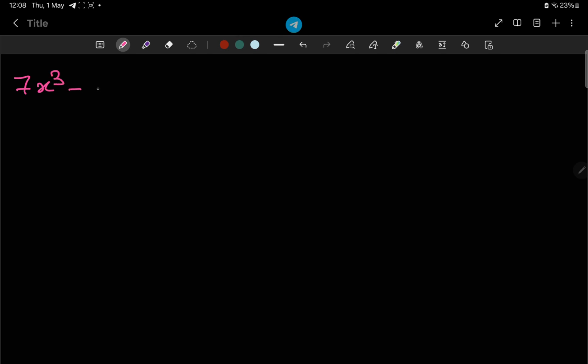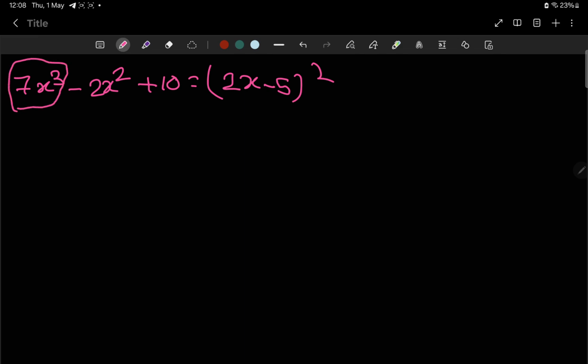7x cube minus 2x square plus 10 is equal to (2x minus 5) whole square. So we can directly tell, as there is a cube, automatically the highest degree will be 3. But in an exam you should not solve it like this, let me tell you.